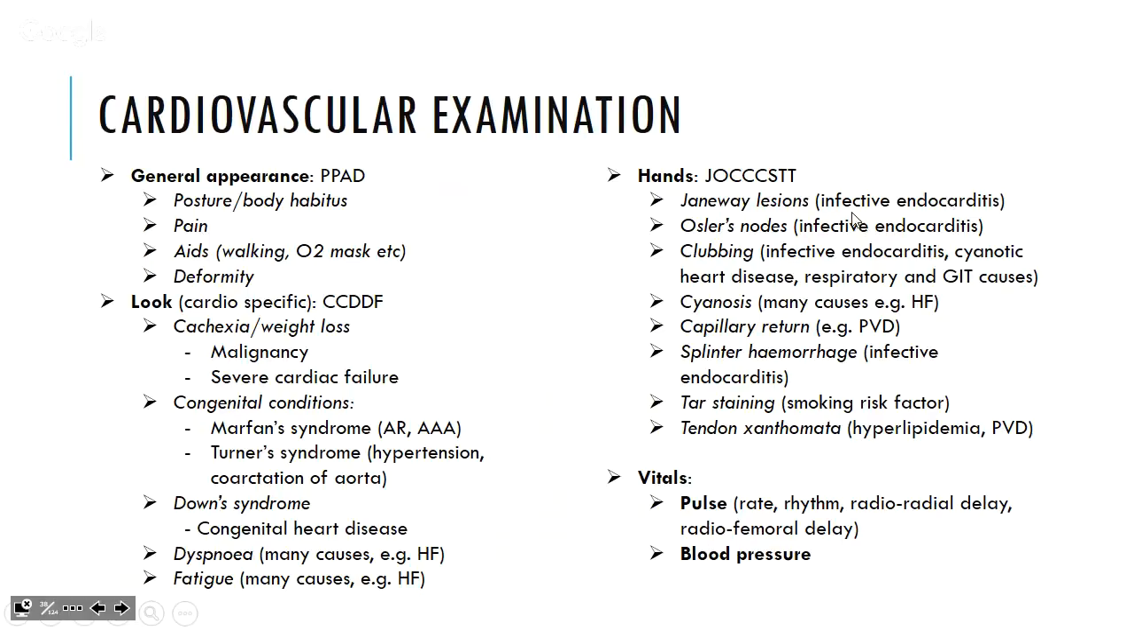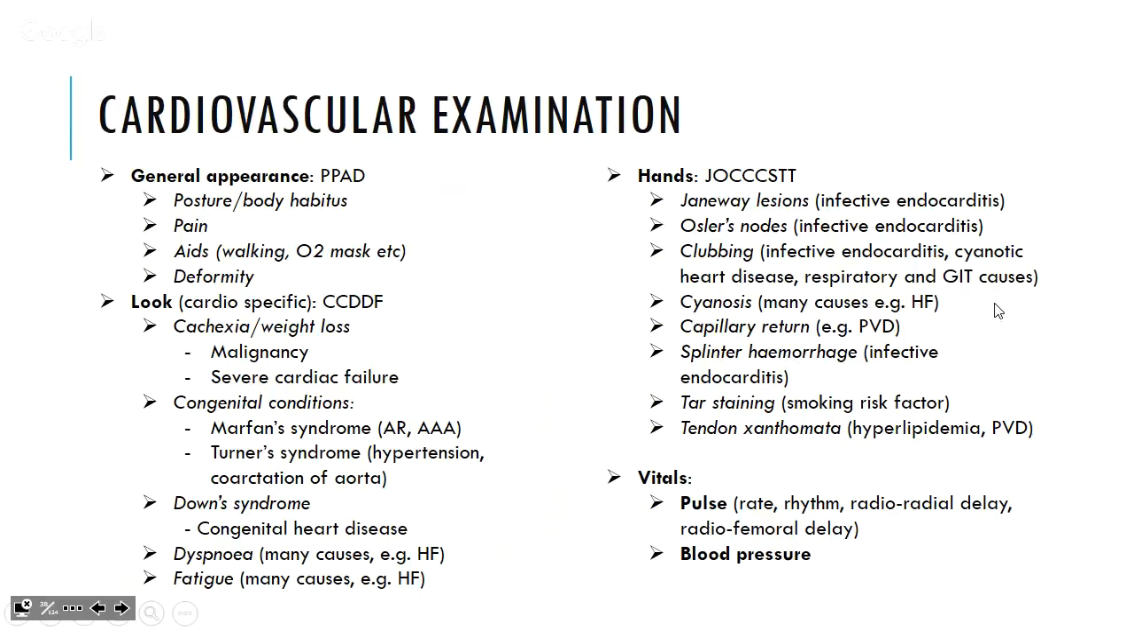These are all for infective endocarditis. And then I look for clubbing of the fingers. I do CCC all together because they're all of the nails and around there. So you check for clubbing, cyanosis, capillary refill. And then splinter hemorrhages and tar staining are also at the nails as well. So a lot of the signs at the hands are all for infective endocarditis.